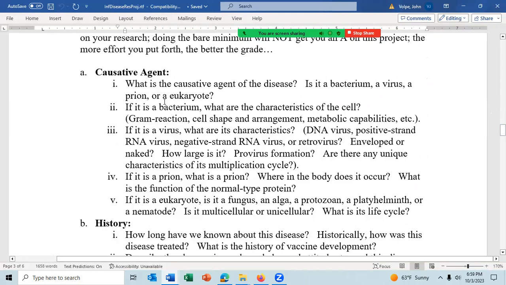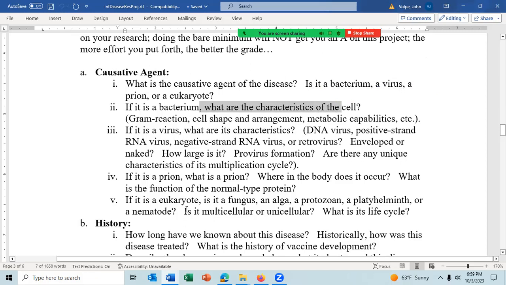You can have an introduction, it's not required, but you should talk about the causative agent. What is causing the disease? If it's a bacterium, you should list what are the characteristics of the cell, what's its gram reaction, what's its cell shape, the cellular growth arrangement, and any metabolic capabilities that are unique to that bacterium. You will have different things if it's a virus and if it's a prion or a eukaryote.